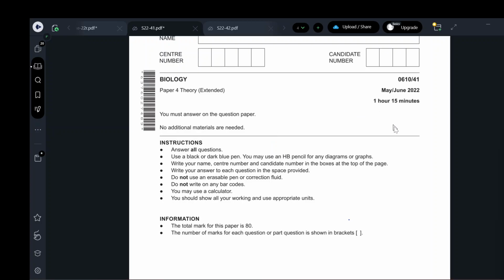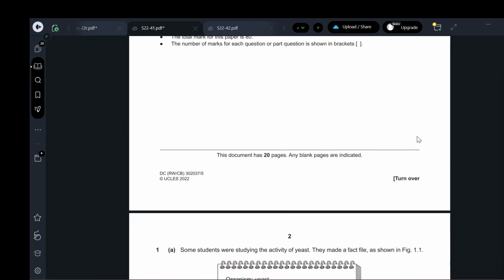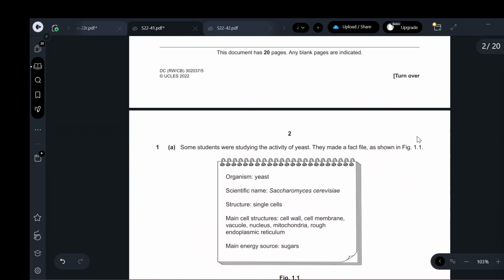June 22, paper 4, variant 1. The first question was an easy one. It says some students were studying the activity of yeast. They made a fact file as shown.